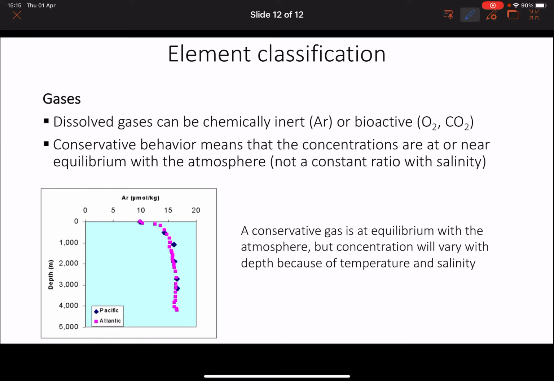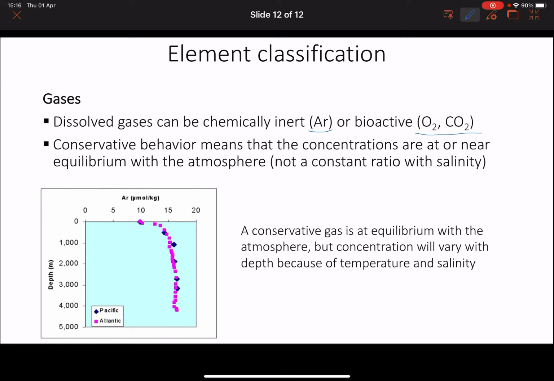The last classification is gases. And gases get their own classification because to be conservative as a gas means something slightly different. So dissolved gases in the ocean can be chemically inert, argon's a good example of that, or they can be bioactive, oxygen and CO2. In this case, a conservative behavior with gases doesn't mean that the concentrations are constant, but it means that they remain at equilibrium with the atmosphere. Okay, so it's not a constant ratio with salinity, it remains at equilibrium.